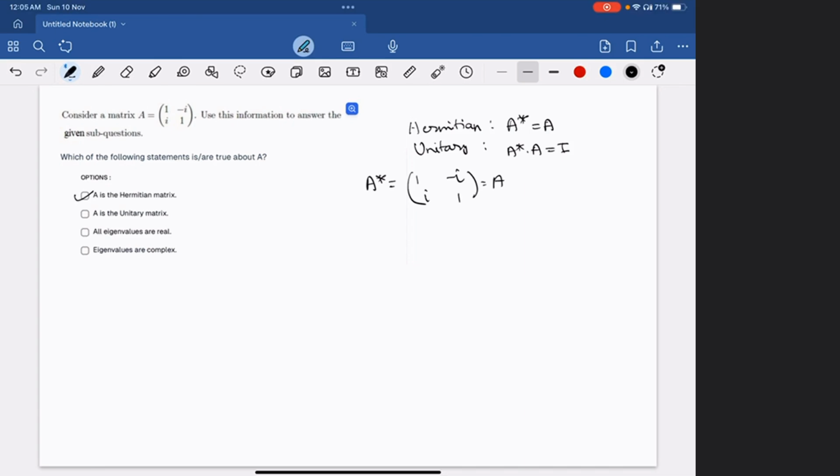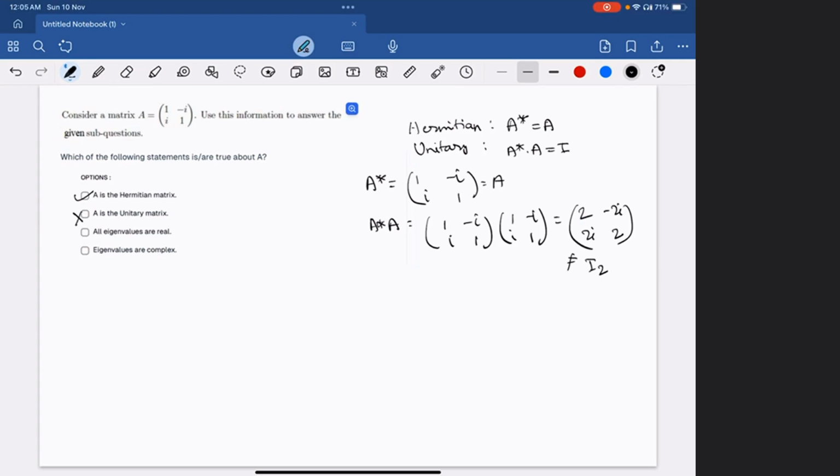Now to check if A is unitary, you need to multiply A star with A. What will that be? That would be [[1, -i], [i, 1]] multiplied with [[1, -i], [i, 1]]. That would be equal to [[2, -2i], [2i, 2]], right? So this is not equal to the identity matrix, right? So A is not a unitary matrix.